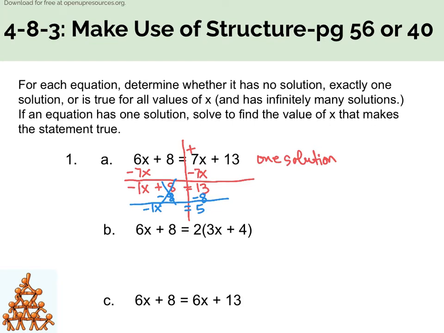And then negative 1 is times x, so then we are going to divide by negative 1. Positive and negative 1 division leaves x by itself. 5 divided by negative 1 is negative 5. So this is one solution, x equals negative 5. If I put that into the top equation on both sides, it's going to make both sides equal, and it's going to make it true. Let's look at B.